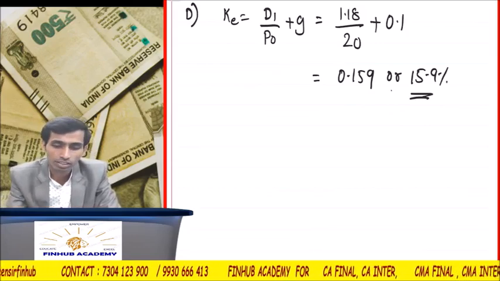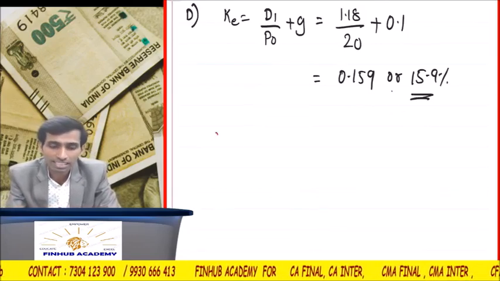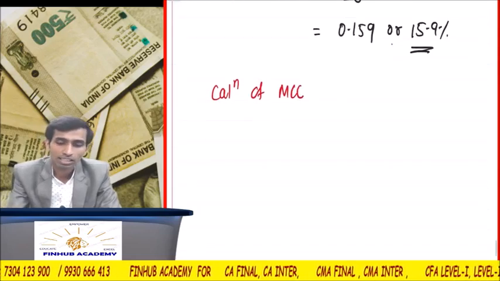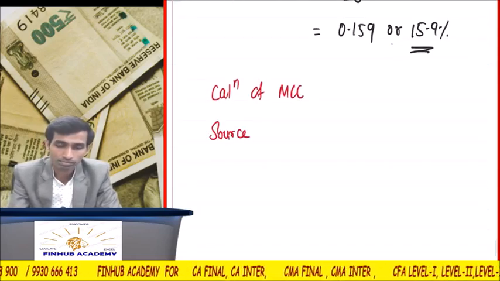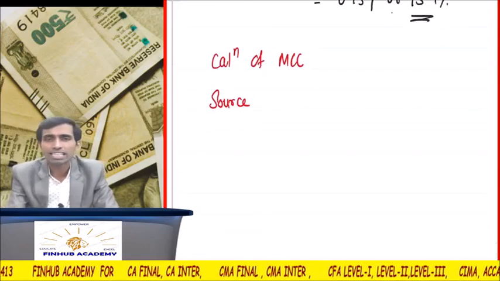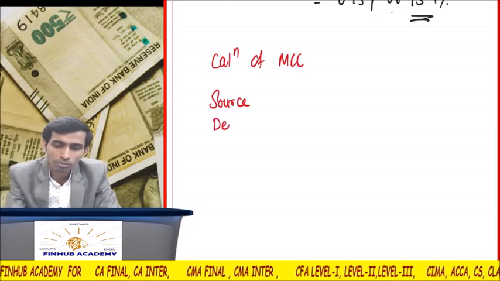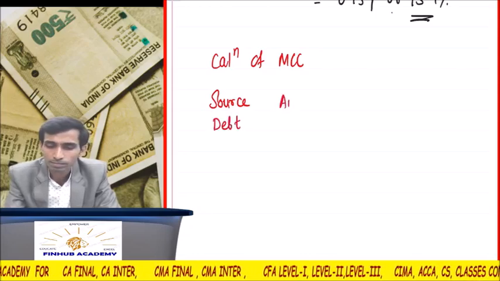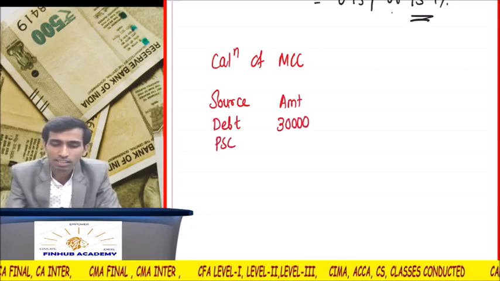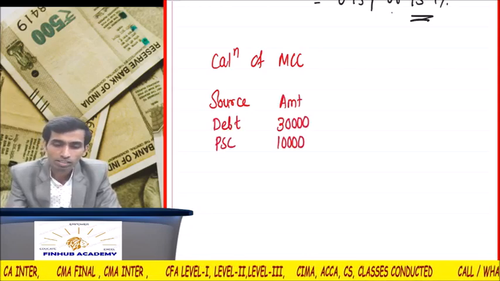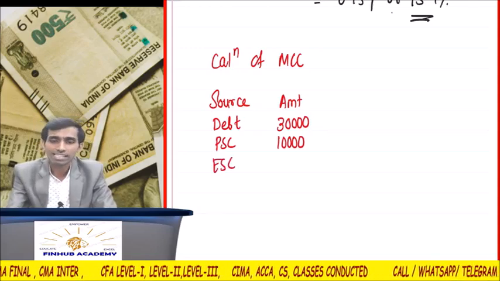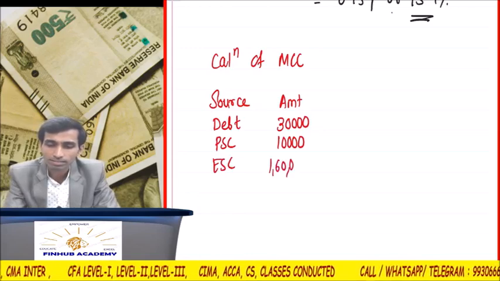So let us continue. D part, calculation of MCC. Listen. Source. Instead of amount, I will write what? Or I can write the amount also. What was the debt amount previously? 30,000, right? And preference share capital, 10,000. Equity, they have not said how much, so I will take the same figure, 1,60,000.